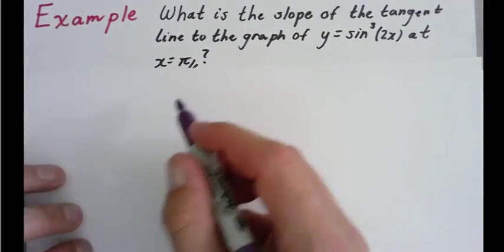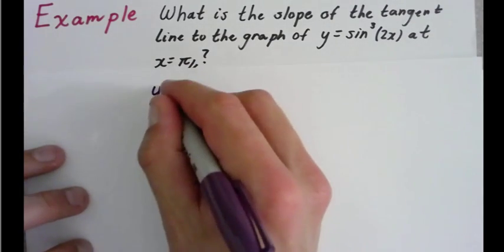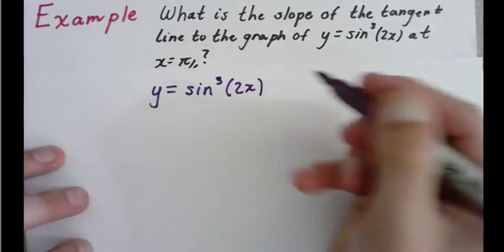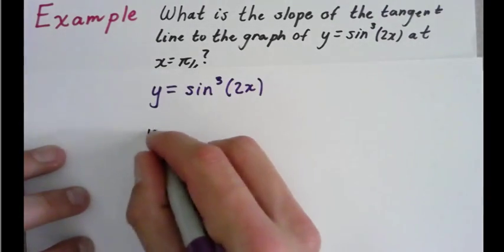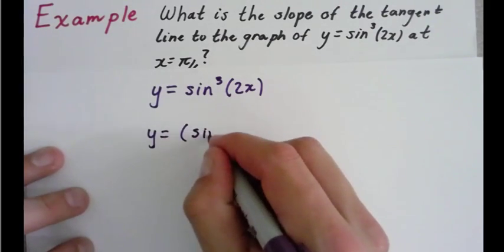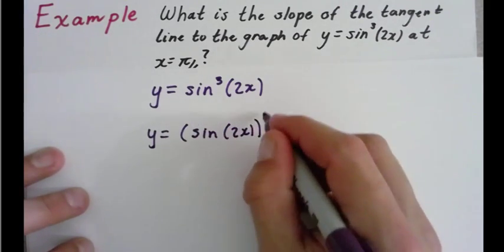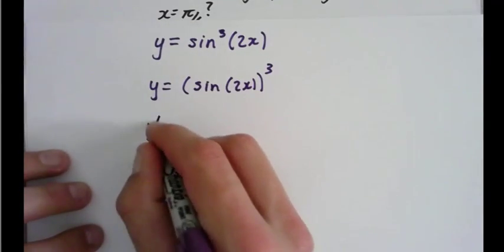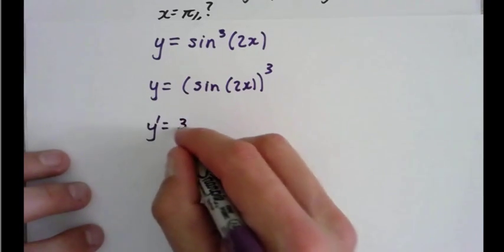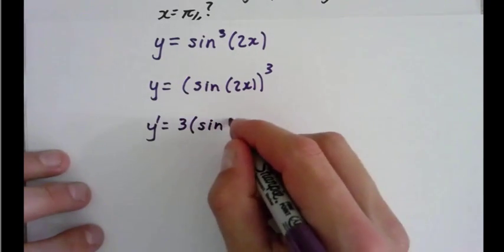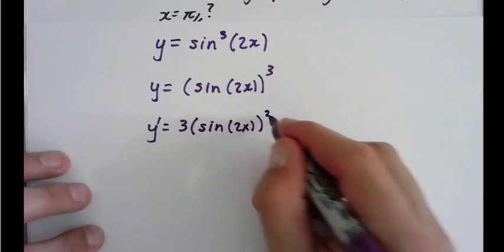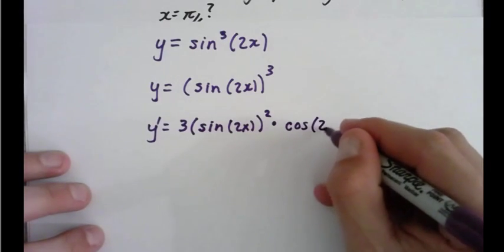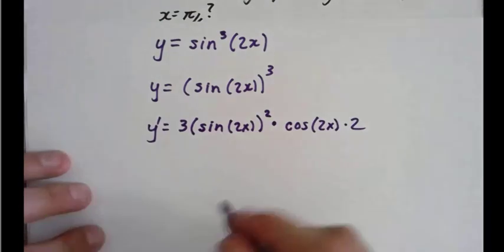I'm going to rewrite my equation as y equals (sine of 2x) cubed, just to help me with the chain rule. So I'm going to write y prime, and bring the exponent out front. So here's 3 times the inside, my inside is sine of 2x, squared, times the derivative of the inside. The derivative of sine is cosine of 2x, times 2.